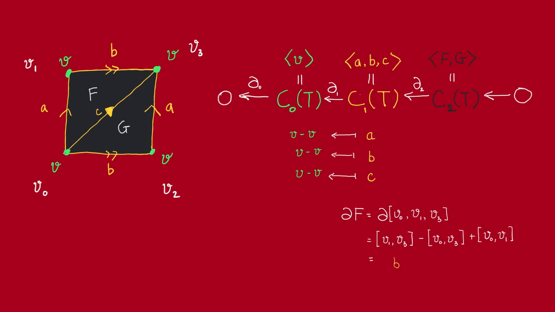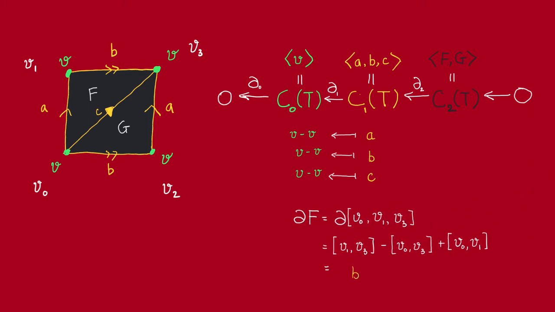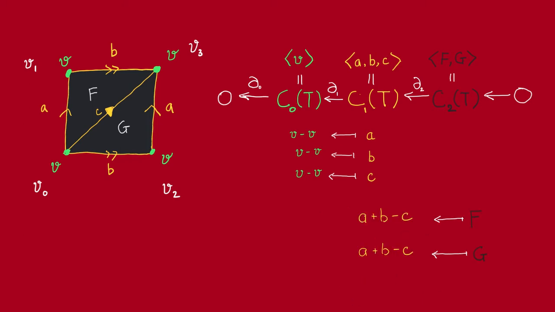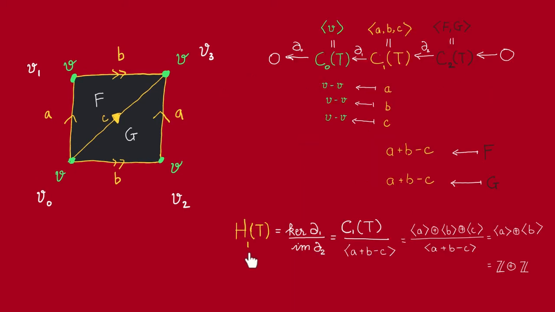Then by definition of the boundary map, we have that the boundary of the face F is just going to be this alternating sum of edges, and that's just going to be equal to B minus C plus A. You can easily calculate that the same things hold for G. Now let's compute H1. So H1 is going to be the quotient of kernel of this D1 over image of D2. Now what's the kernel of D1? Remember, D1 was the zero map, so the kernel is the full group of one chains. So it's going to be the free abelian group generated by A, B, C.